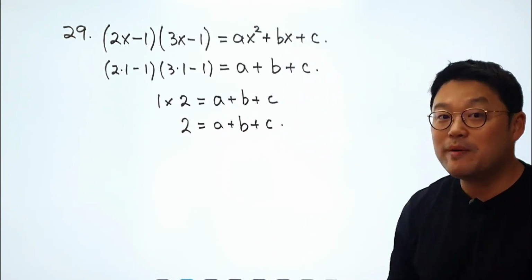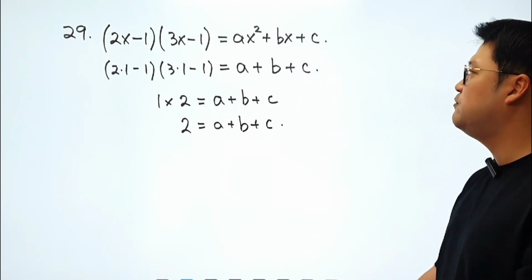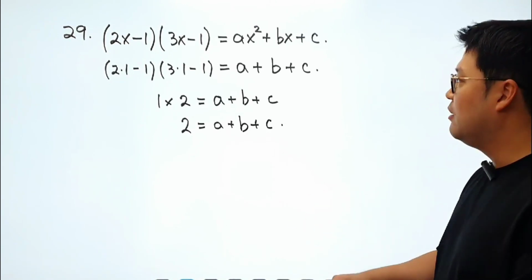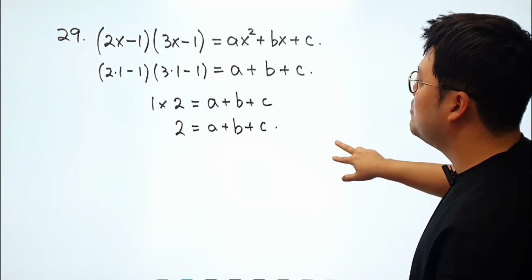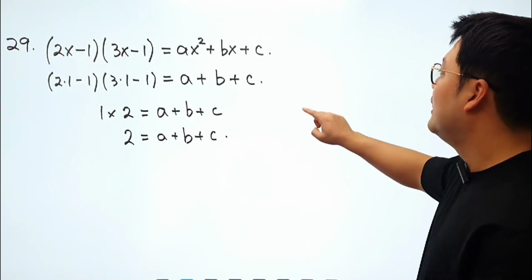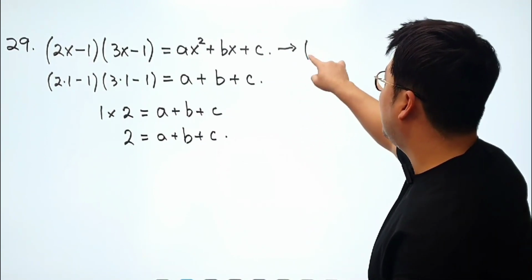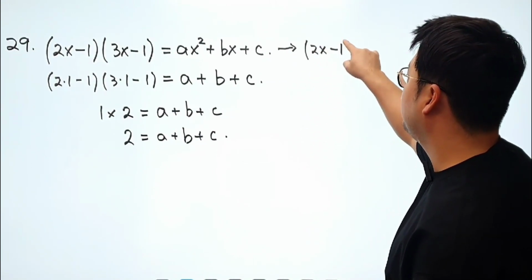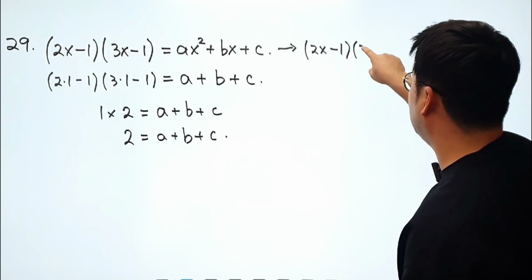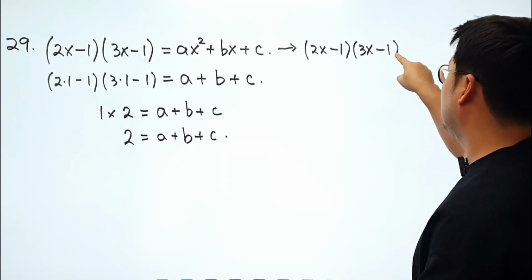Now, what about using FOIL? Can we use the FOIL? We're going to do the FOIL, right? So instead of using this, let me move this right here, okay? All right, so check this out. I got 2x minus 1, and I multiply this out by 3x minus 1.